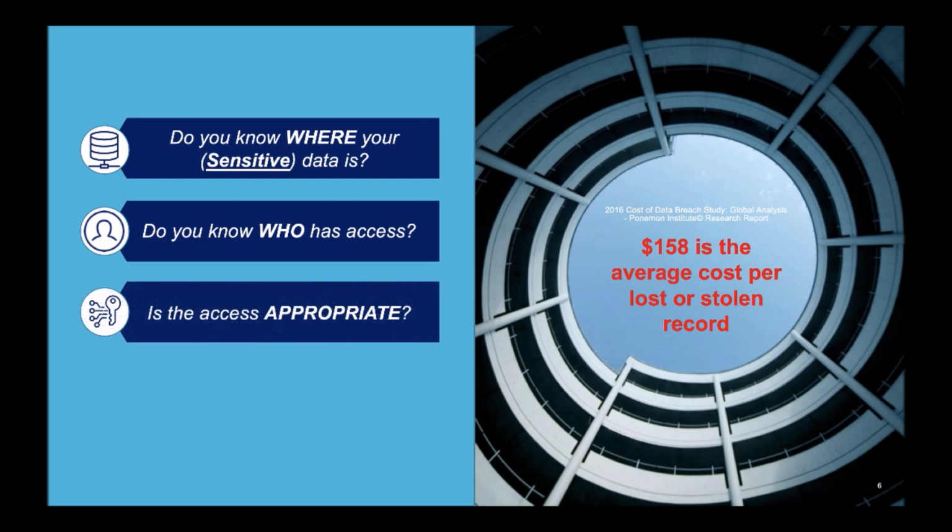Once we have that visibility, we can then start to apply checks and controls to make sure the access we've identified is appropriate for each of those users. And we'll talk about this in the next few slides in a bit more detail.